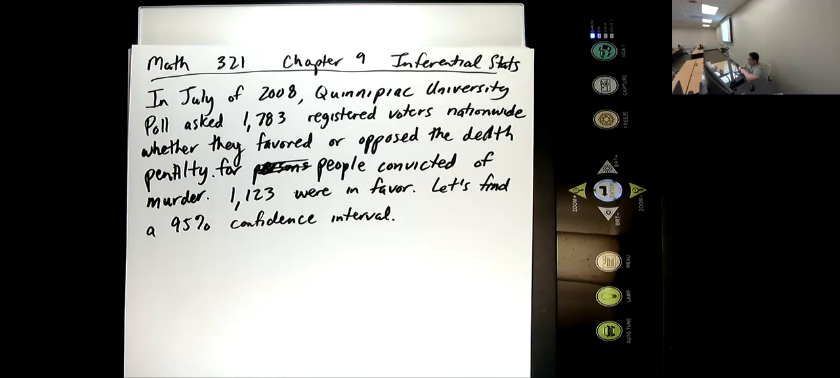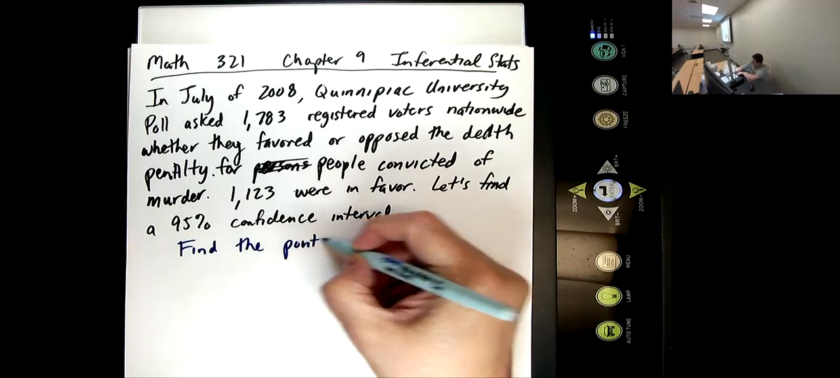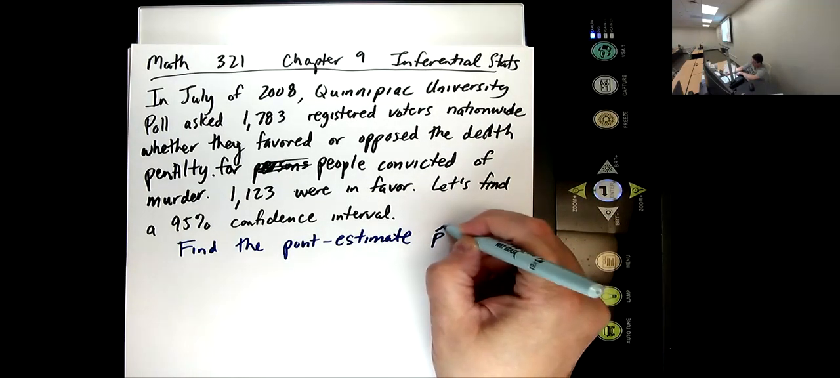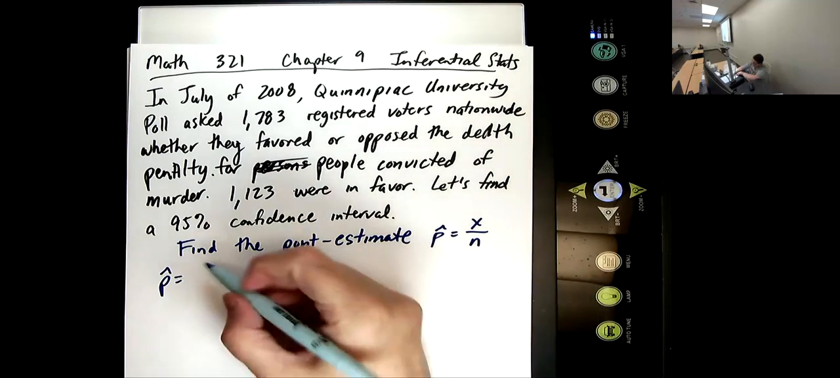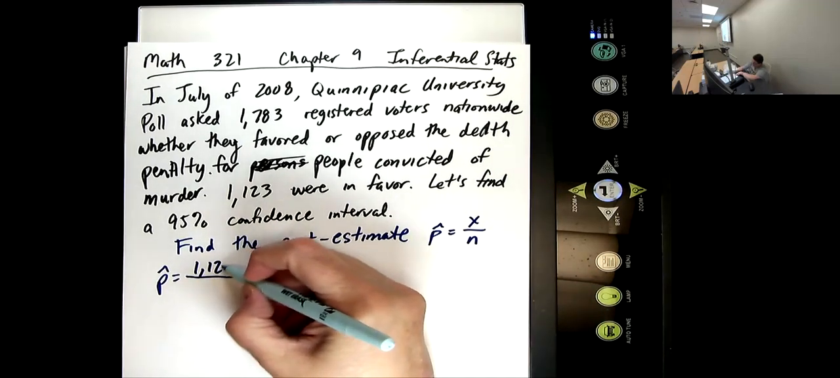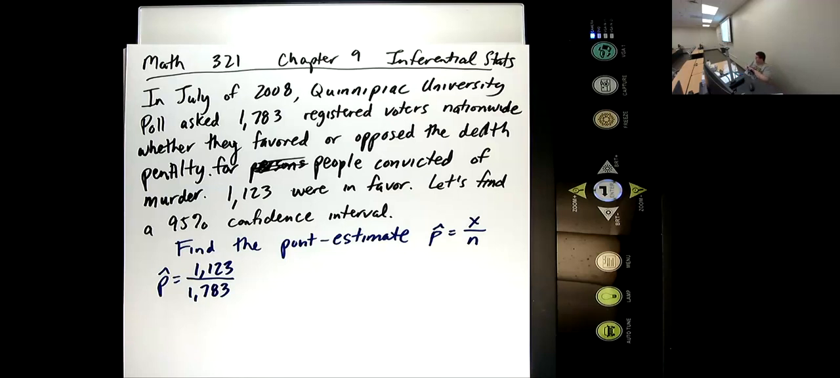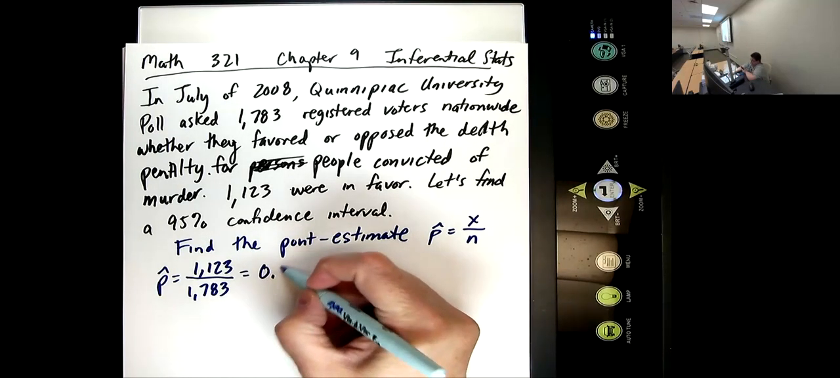Okay, so the first thing we need to do is obtain the point estimate, p hat. The computer will do this for us, but it's so easy that we're going to do it manually. It is x over n. x is the number of people who follow along, so 1,123. n is always the sample size. To three decimal places, I'm getting 0.630.